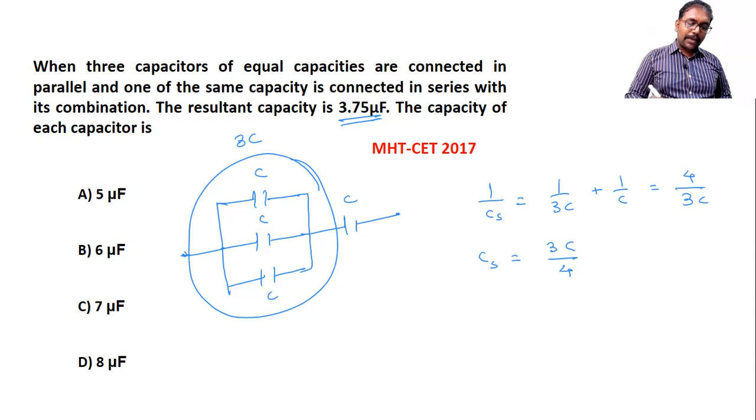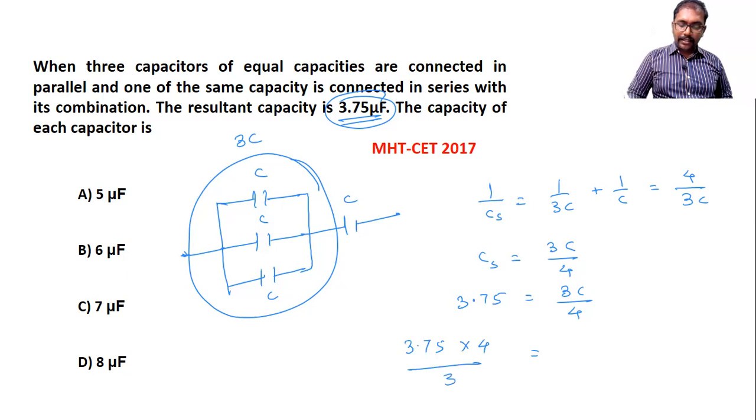And this total capacity they have given, 3.75 is equal to 3C by 4. So by using that, 3.75 into 4 divided by 3 is the C. Now you can simplify it, you will get the answer. 3.75 divided by 3 is coming 1.25, into 4 is equal to C.